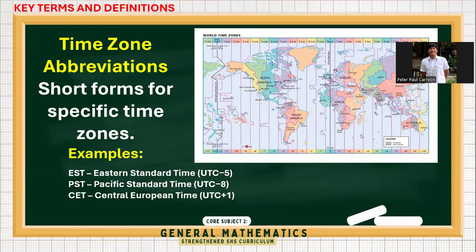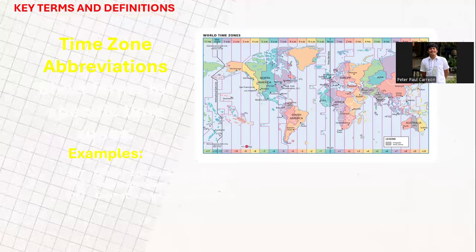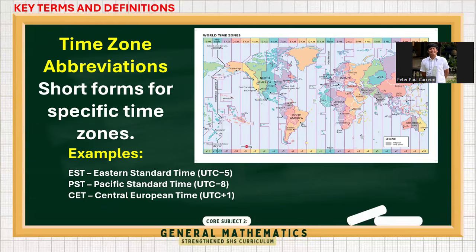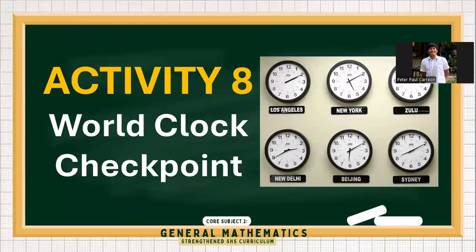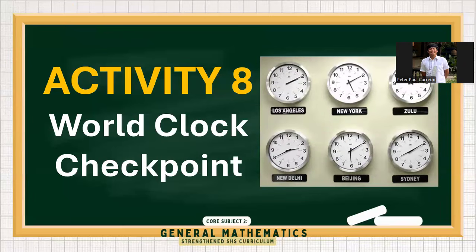The Central European Time is the UTC +1. So part of the European Union follows the UTC +1, like Paris, Rome, etc. And the IST, we have the Indian Standard Time. It falls between UTC +5 and +6, so that's a UTC +5:30. I think all of these are now enough for us to answer our world clock checkpoint.